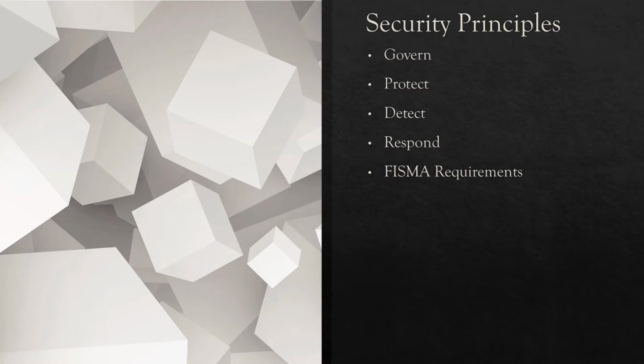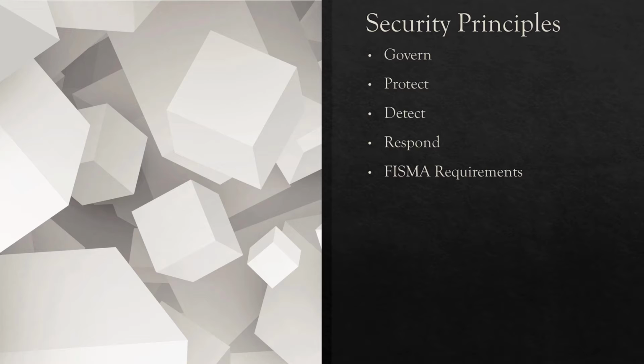Security principles are the building blocks of the confidentiality, integrity, and availability, also known as the CIA triad. Security principles are used to provide guidelines and standards through governance, protection, detection, and response. Governance by identifying and managing security risks. Protection by implementing security controls to reduce security risks. Detection by detecting and understanding cybersecurity events. And finally, responding to and recovering from cybersecurity incidents.